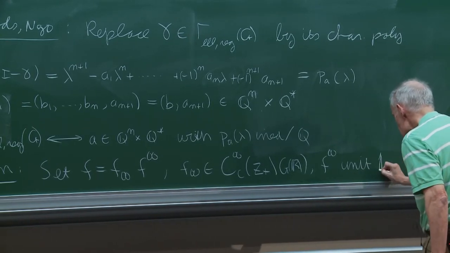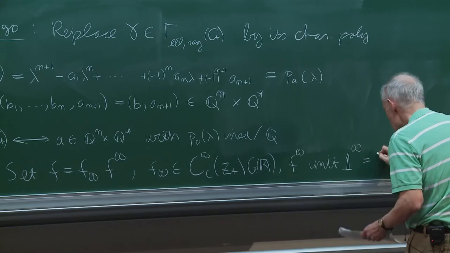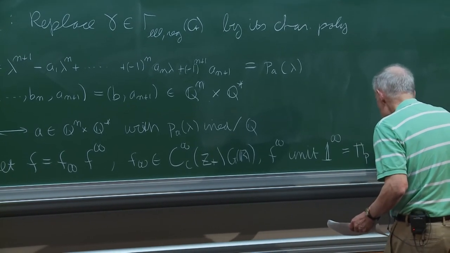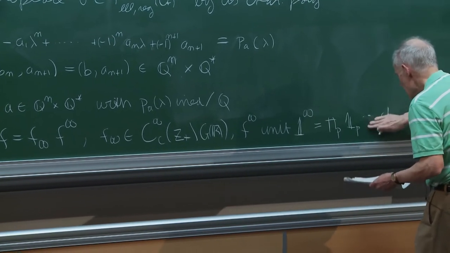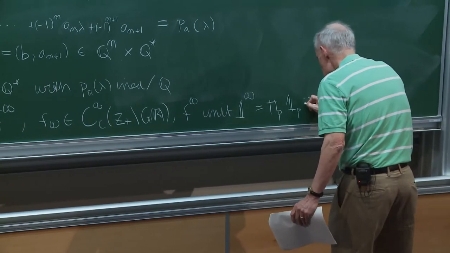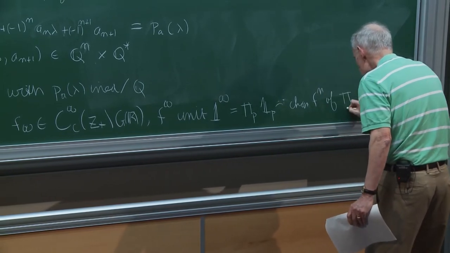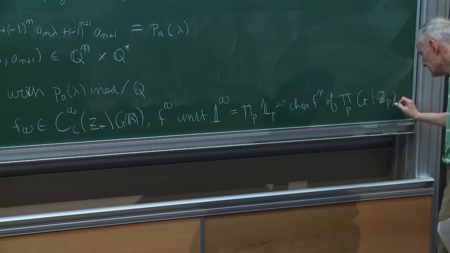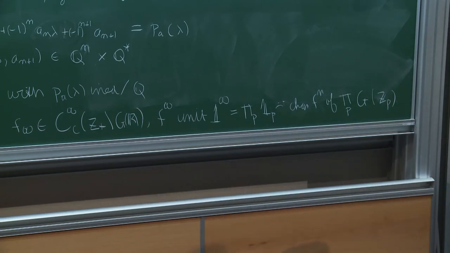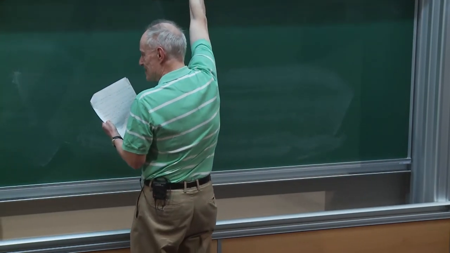So the characteristic function, let me write it like this, the I^infinity, or in other words, the product over p of I_p, where this is the characteristic function. So I_p would be the characteristic function of the product over all p of GL_(n+1) of Z_p. So that's a perfectly good function to put into the trace formula. Okay, I'll cover up the trace formula just momentarily, and we'll pull it down when we need it.